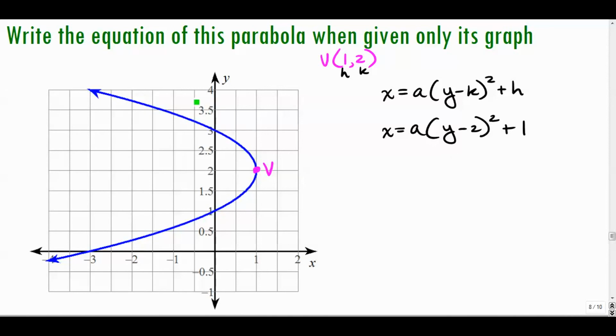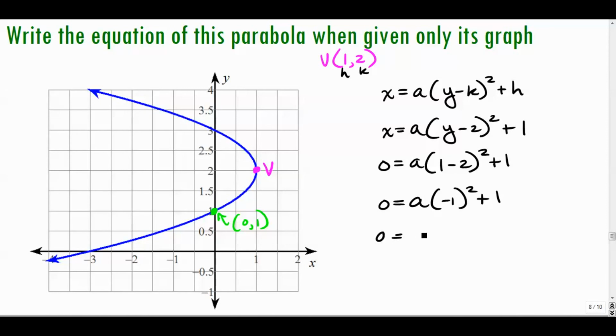A point that's definitely on this graph is, looks like, 0, 1. So let's plug that in for our x and our y. So 0 is equal to a times the quantity 1 minus 2 squared plus 1. That's -1, quantity squared, plus 1. 0 is equal to a plus 1, so a looks like -1. If a is -1, that means we're simply going to replace a with -1. So I'll just put negative quantity, oh, let me rewrite that, that's an x instead. X is equal to negative times the quantity y minus 2 squared plus 1. That's the equation of this graph. And again, you can from there find your p-value, which will give you your focus and of course your directrix.